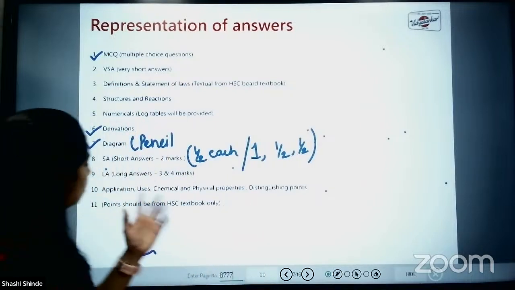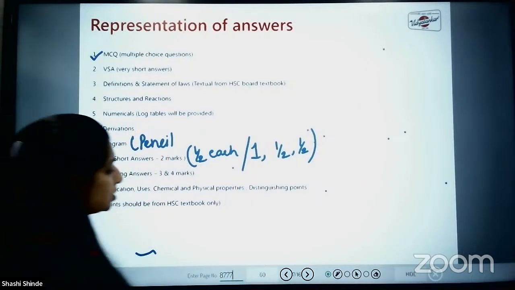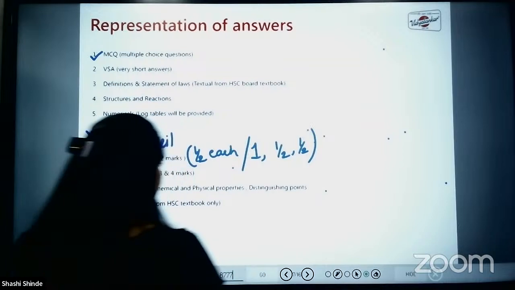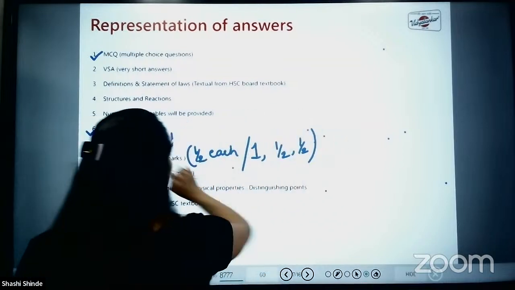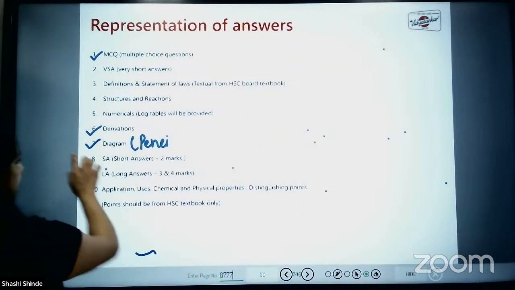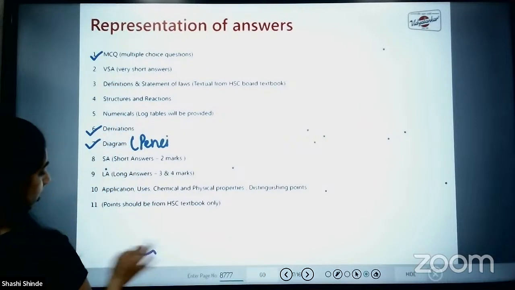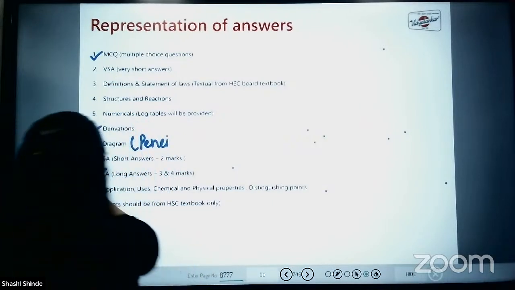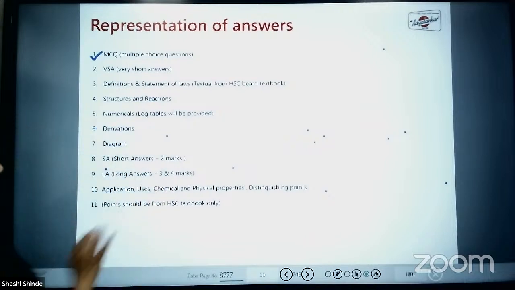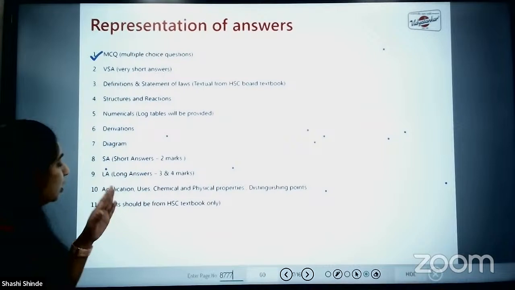So you do not think about marks distribution. The points which are given in the textbook, those points we have to write. You do not worry about marks distribution. Generally, this happens with uses and applications if they are asked.